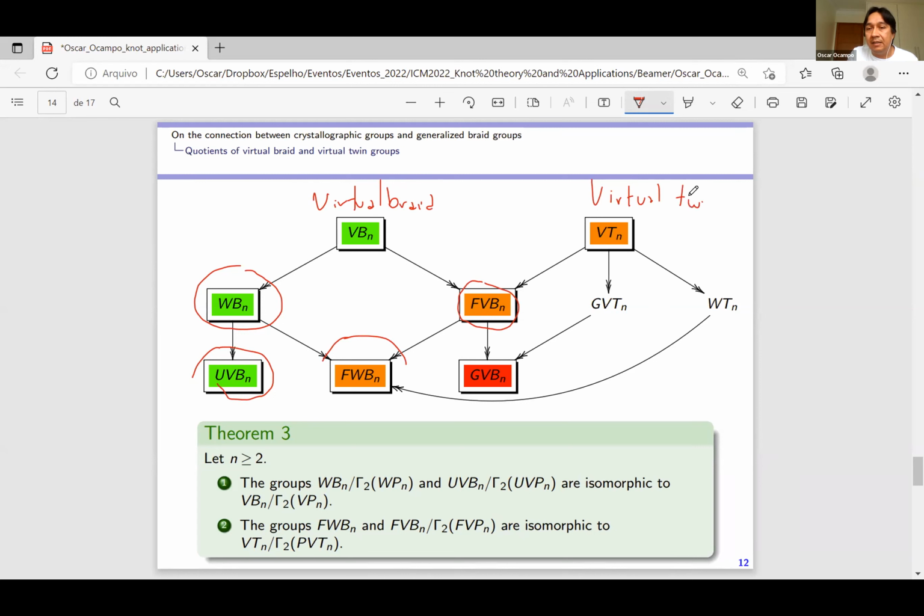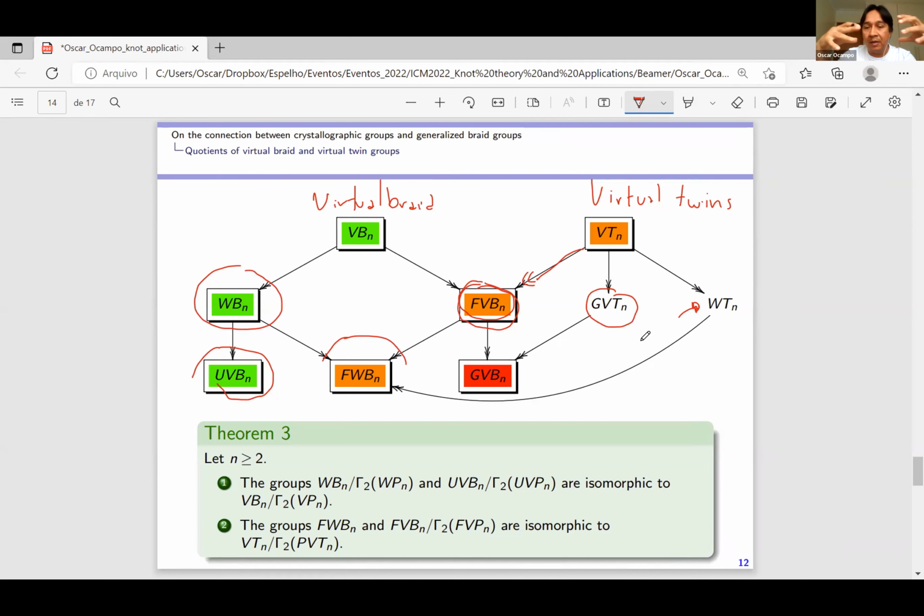And they are connected from these two bigger groups. When we have some quotients, these maps are epimorphisms. That means we have some quotient. And so they are connected from this flat virtual braid group. But also we may define, this was done by Bardakov et al., we may define welded twin groups, and also we define with Paulo this Gauss virtual twin group.